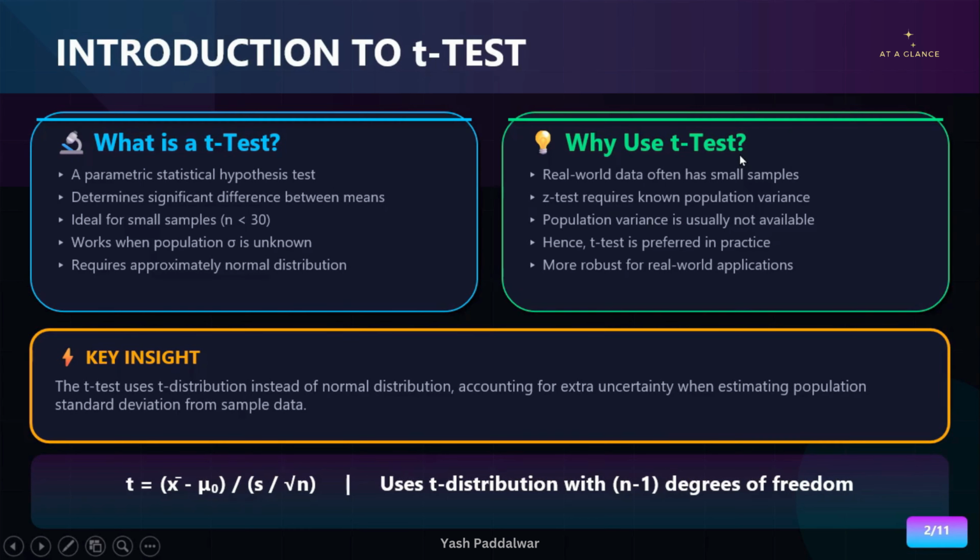Now why to use t-test? Real world data often has small samples. You cannot always get larger samples for any kind of data. There are multiple domains and it is very difficult to get samples of such domain specific data. And also Z test requires known population variance. Yes, this is the disadvantage of Z test, that it must require the population variance. Population variance is usually not available. Hence, t test is preferred in practice. It is more robust for real world applications. So it has multiple advantages over Z test.